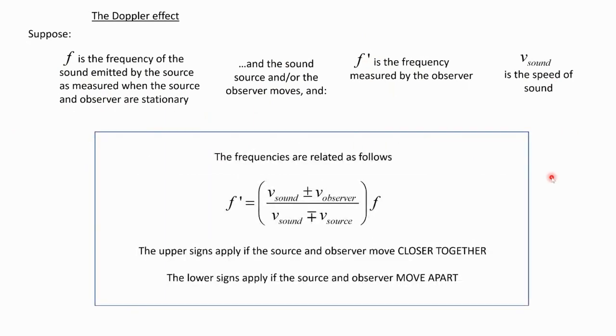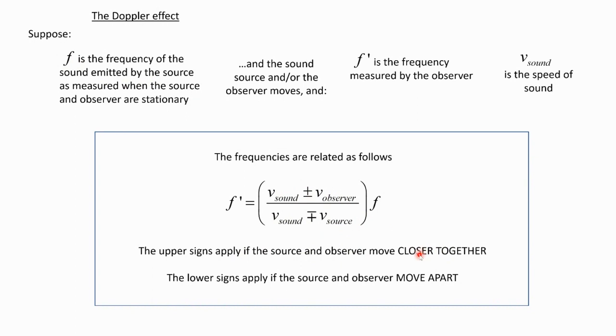Here's the formula that tells you what the Doppler effect is. The frequency measured by the observer, f prime, is this formula, this factor, times the frequency of the source when nothing is moving. There's v sound, and here's v sound. Here's the speed of the observer, and here's the speed of the source. Now, the signs here: notice that there's a plus and a minus, and a minus and a plus. You use the upper signs if the source and observer end up moving closer together.